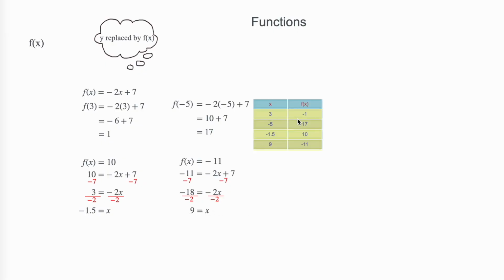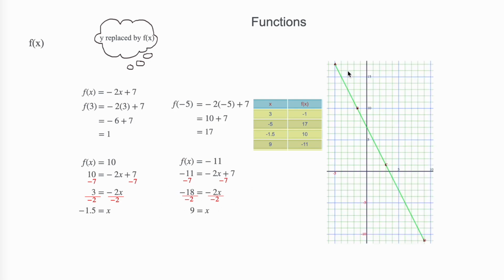We can put all that in a table of values. Here's our x, here's our f of x, here's all the different values we have. We can graph that. It gives us a nice f of x equals -2x plus 7, or y equals -2x plus 7. And that's it for an introduction to functions.